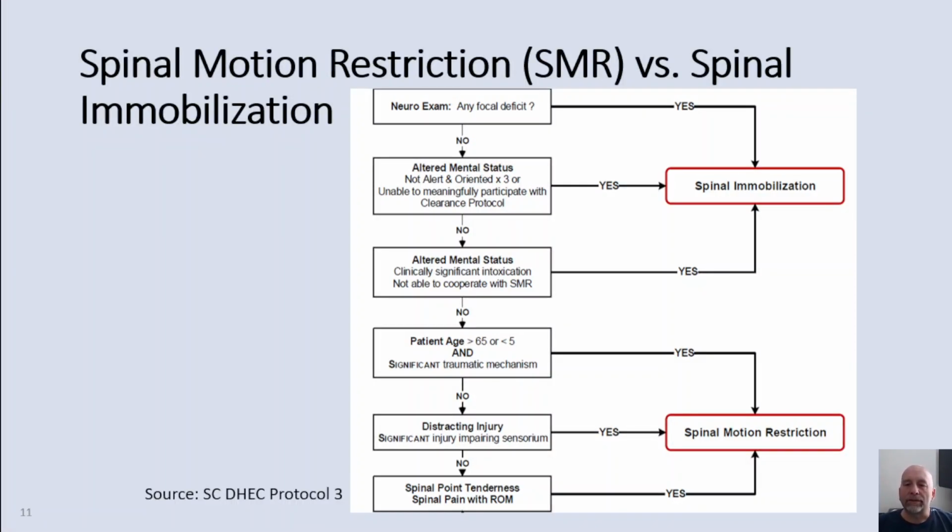Subsequently, spinal motion restriction is recommended for patients less than age 5 or over age 65 with significant mechanism of injury, patients with a distracting injury that is severe enough to significantly alter the patient's attention and make it difficult to assess other potential injuries, and any patient with spinal tenderness or spinal pain with movement. Current best practices recommend that spinal motion restriction should use a cervical collar, assisting the patient when moving to prevent any extremes of spinal motion, and ensuring the patient is secured in a position of comfort on the stretcher for transport.